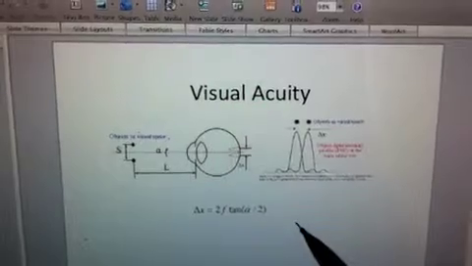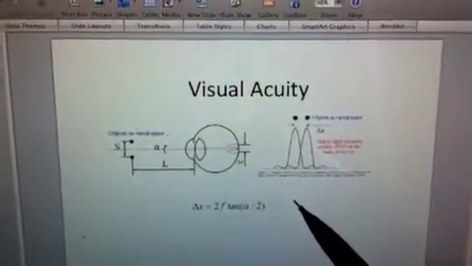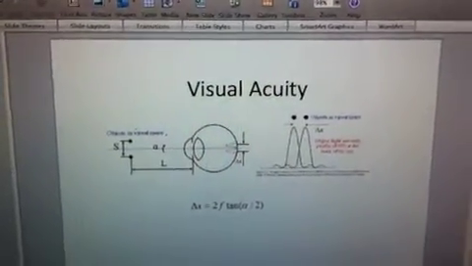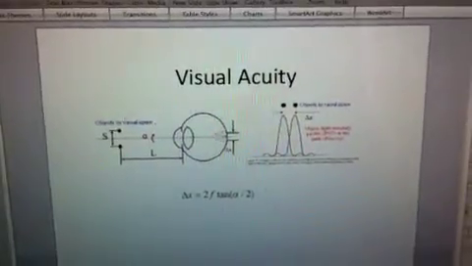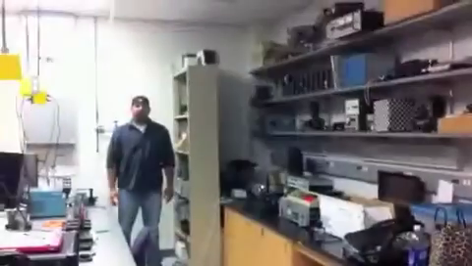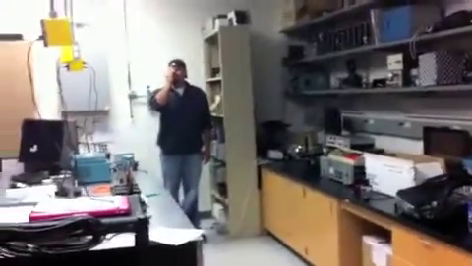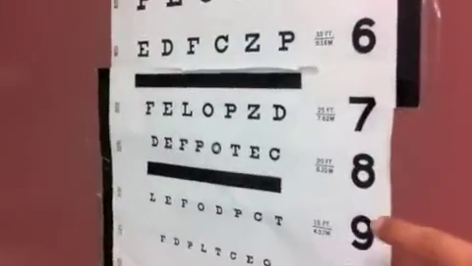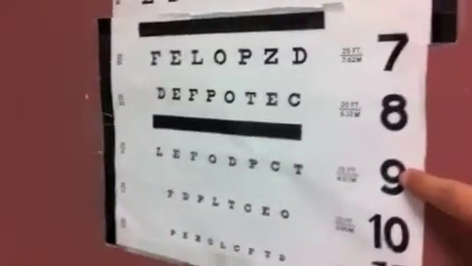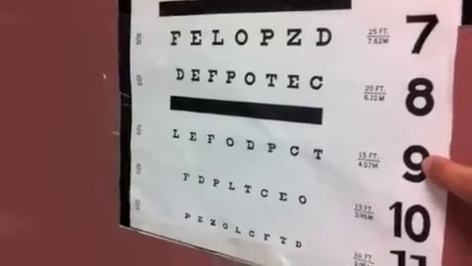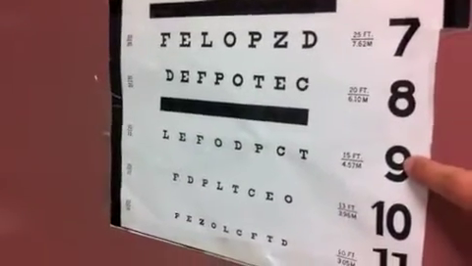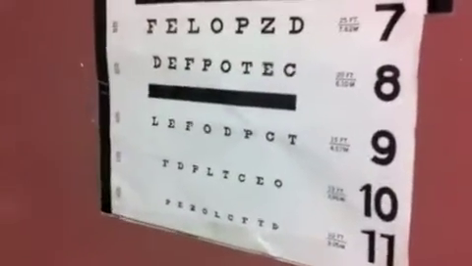We did some tests to see what each of our acuity was, and we will show what some of the tests were. So Edgar's standing 20 feet away, and he's going to perform the visual acuity test right here. So I'm going to ask Edgar to read this line right here. L-E-F-O-D-P-C-T. Good job, Edgar! So Edgar just read us line number 9. Let's see if he can do line number 10.